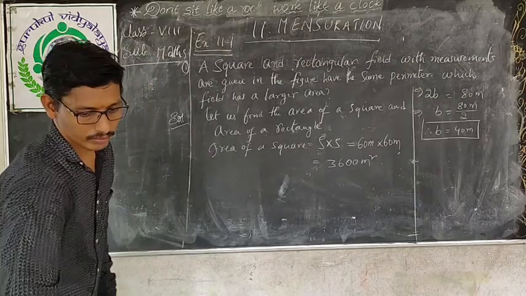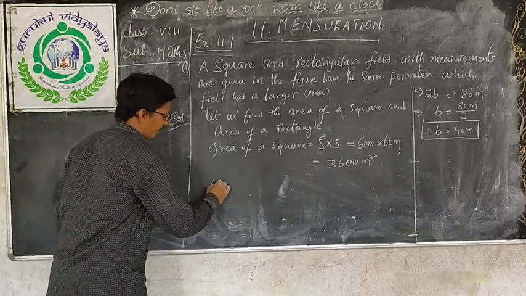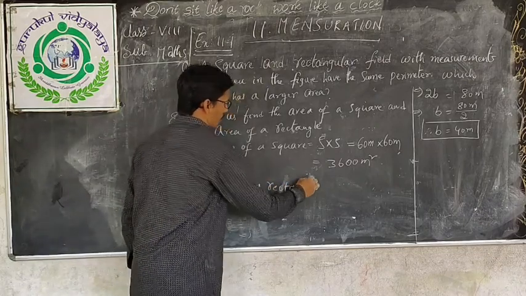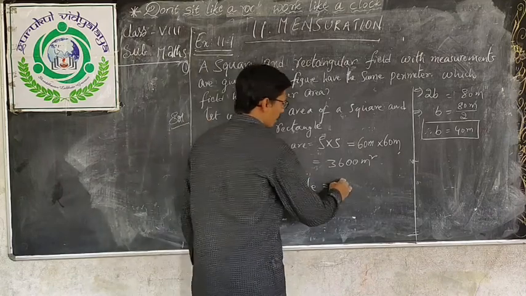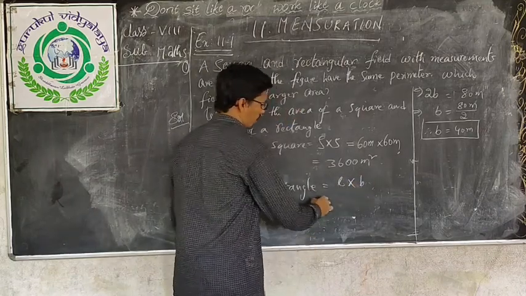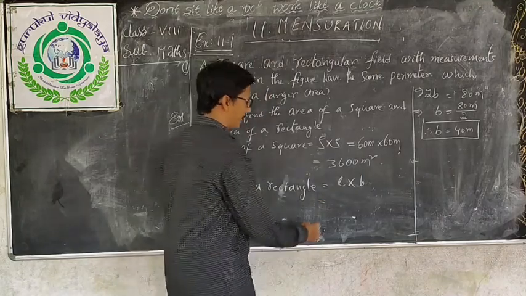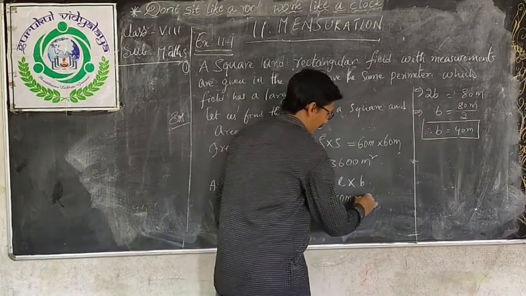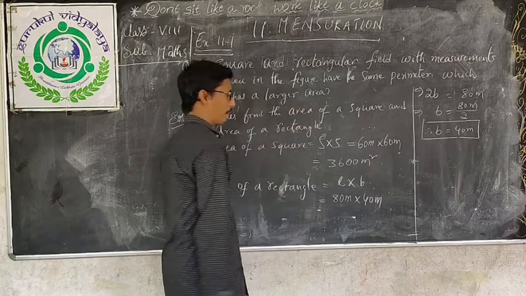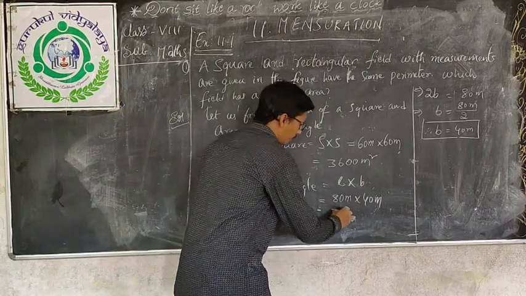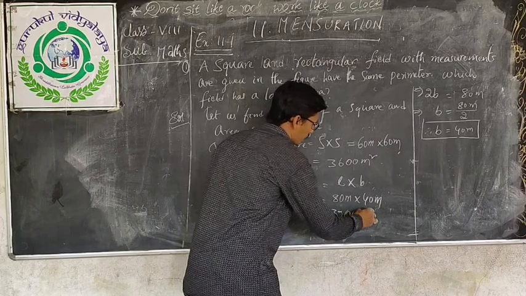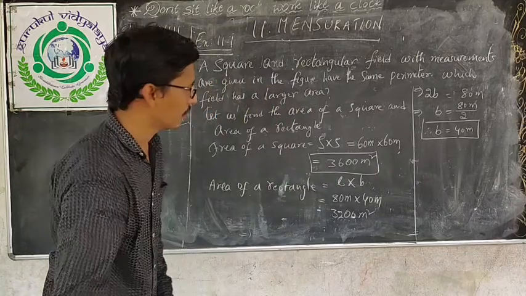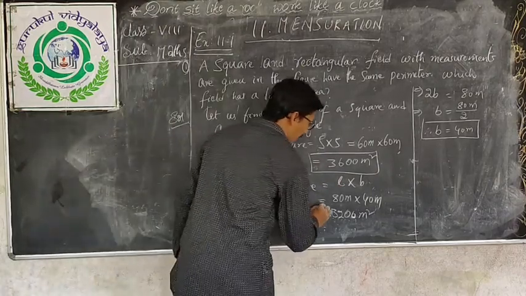Area of a rectangular field is equal to, what is the formula? L into B. So now you have length and breadth. Length is 80 meters, and breadth is 40 meters. Children, multiply: 8 fours are 32, and here two zeros are there. So 3200 square meters. This is 3600 square meters, and this is 3200 square meters.